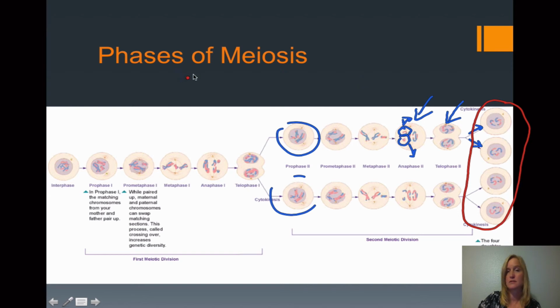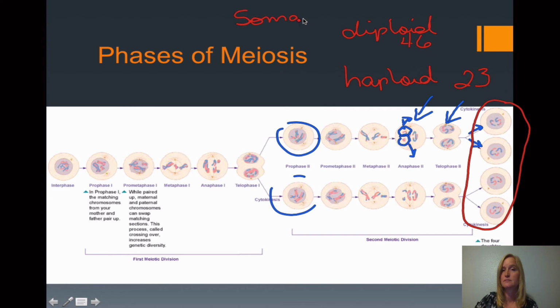Now, we started out with a diploid cell, and I've been talking about the human chromosome set. So diploid is 46 for humans. That's how many chromosomes are in each cell of your body. In these gametes, they're haploid. And haploid means that there are 23 chromosomes in each of these cells. So our somatic cells are diploid, and our gametes are haploid.